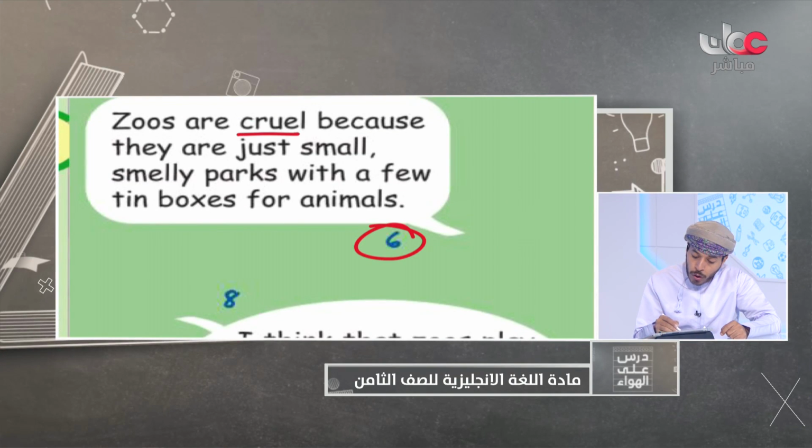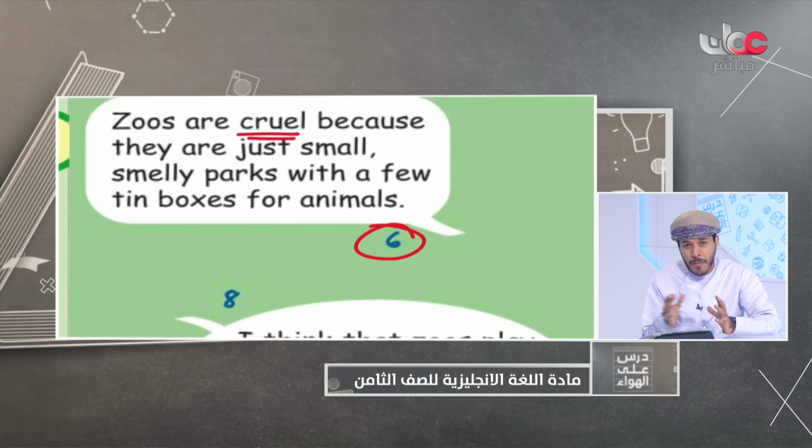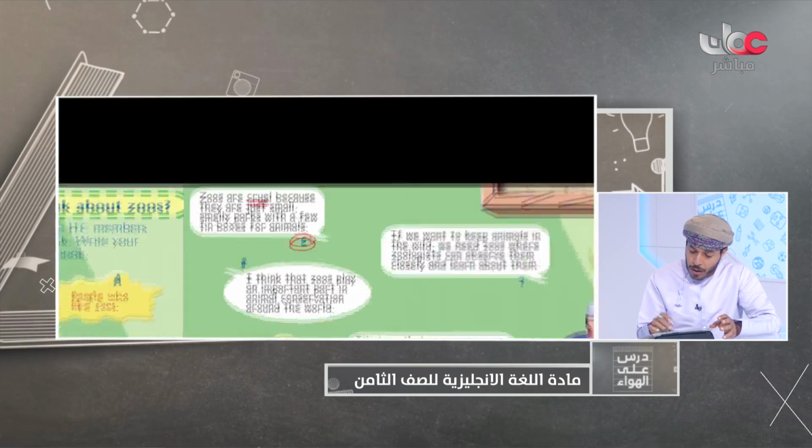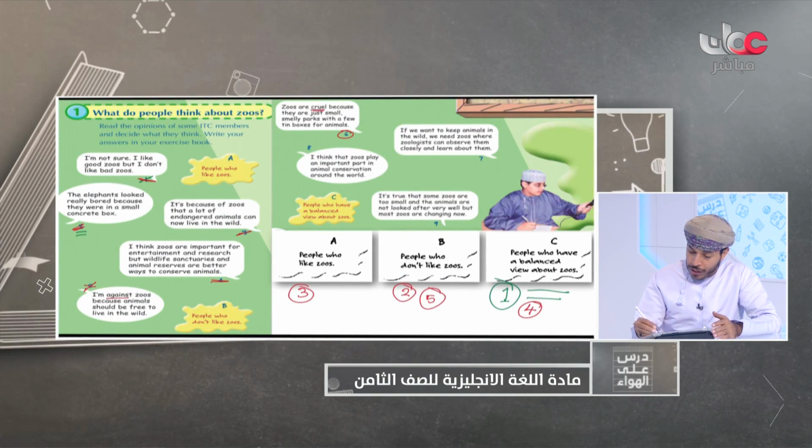Zoos are cruel. Okay, zoos are cruel because they are just small, smelly parks with a few tin boxes for animals. This student says that animals are kept in very small tin boxes, and this is not a good way to keep or protect animals. So zoos are cruel. So this student is against zoos, so he or she doesn't like zoos. So again, we will put it here for number 6.